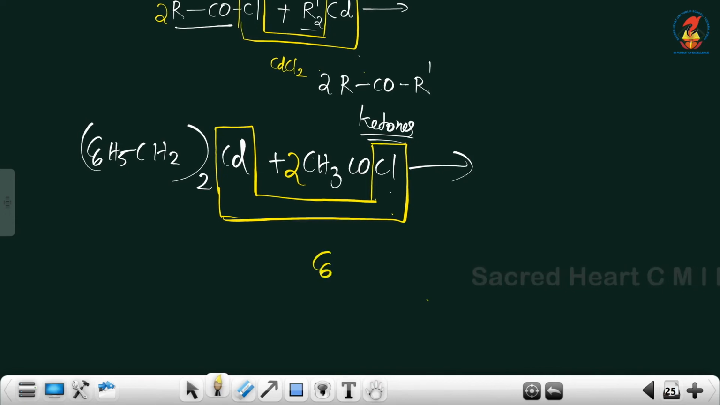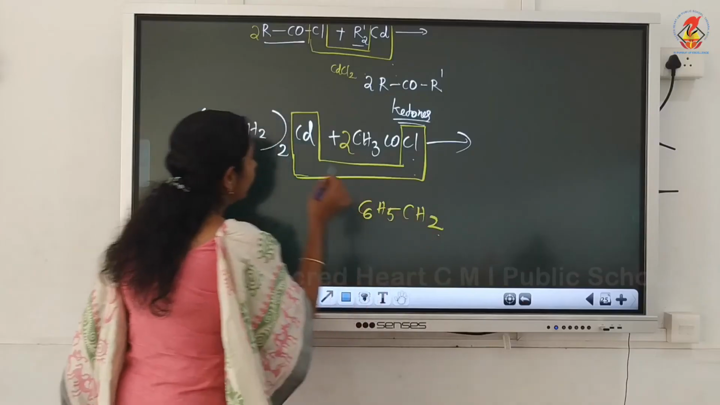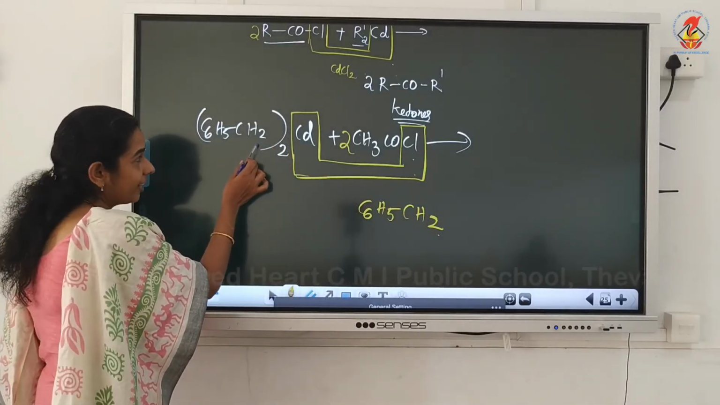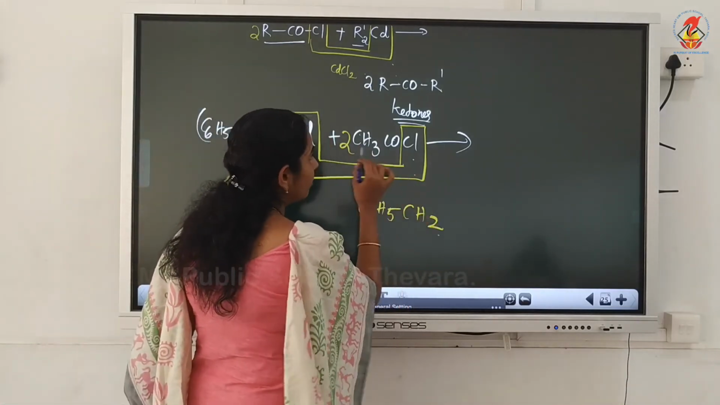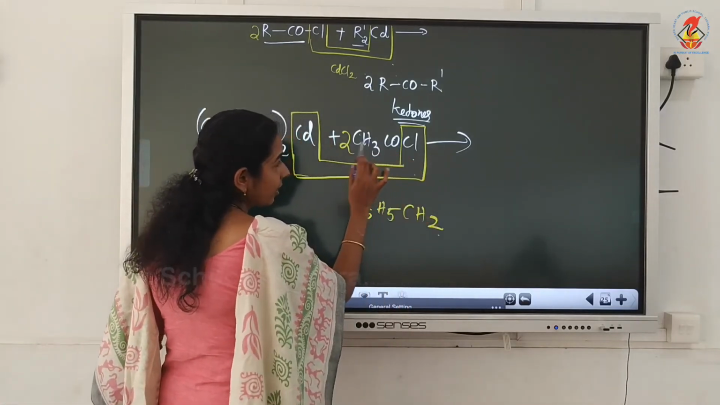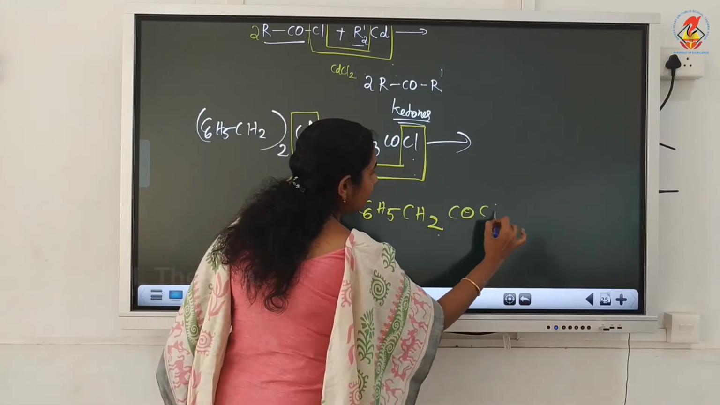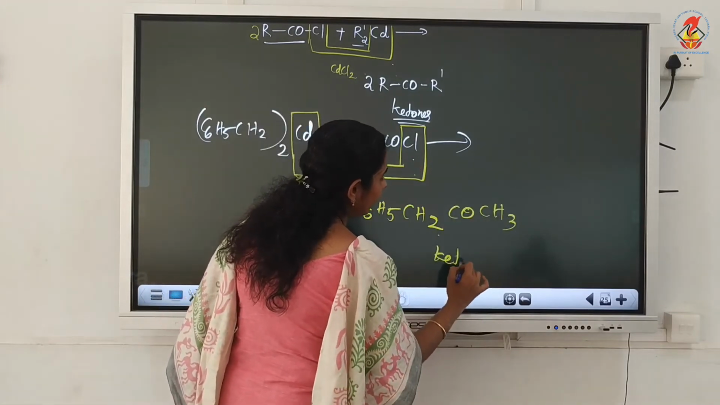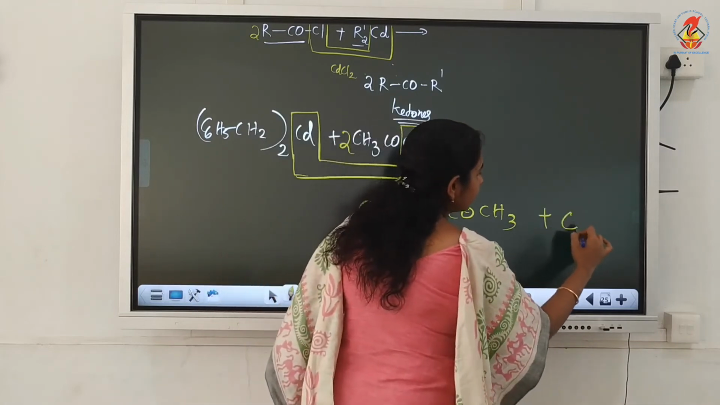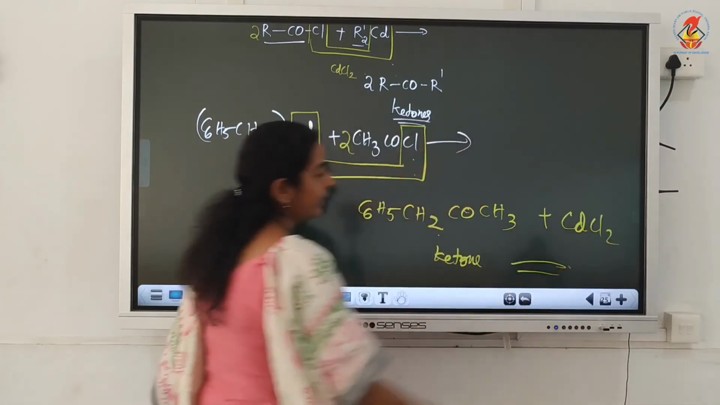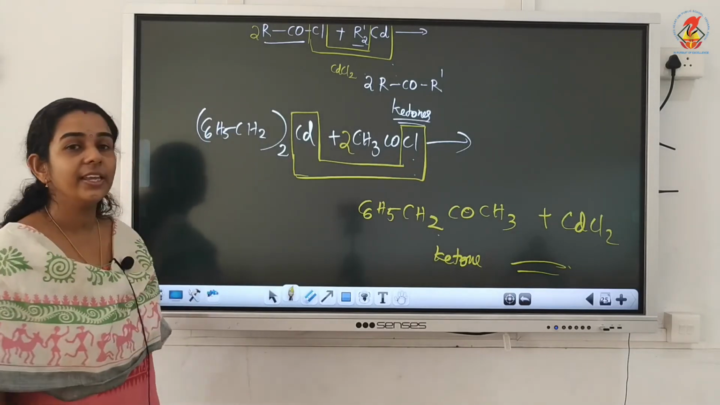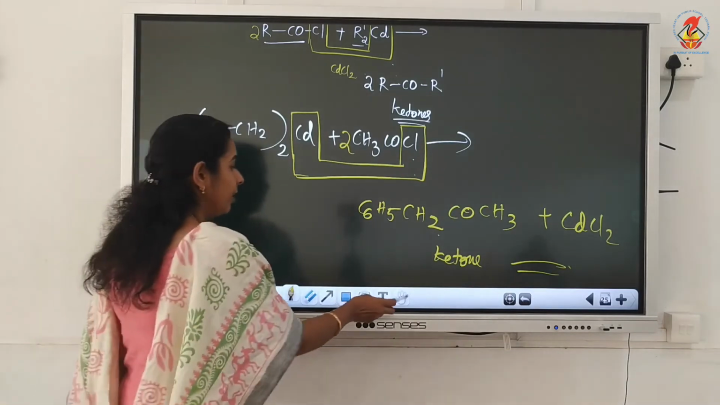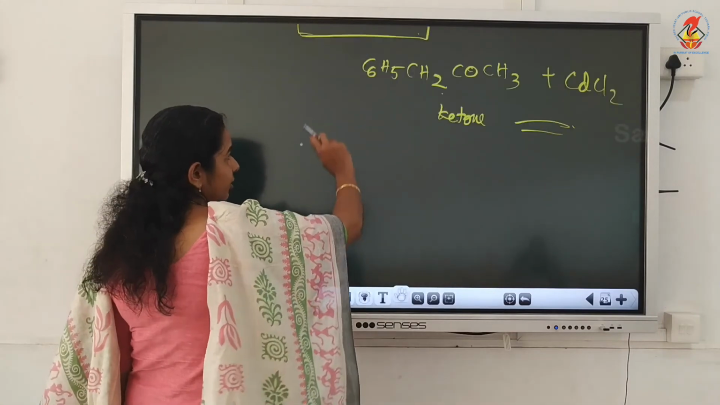Start from here. C6H5CH2. This is the group which is present along with cadmium that we have to combine with the acyl group. So when you write, be very careful. Don't start from here. COCH3. We are getting a ketone, plus cadmium chloride will be eliminated. It is very easy to write the product. The only thing is, when you write the product, you must be very careful. Okay. So this is the first method for the preparation of ketone.